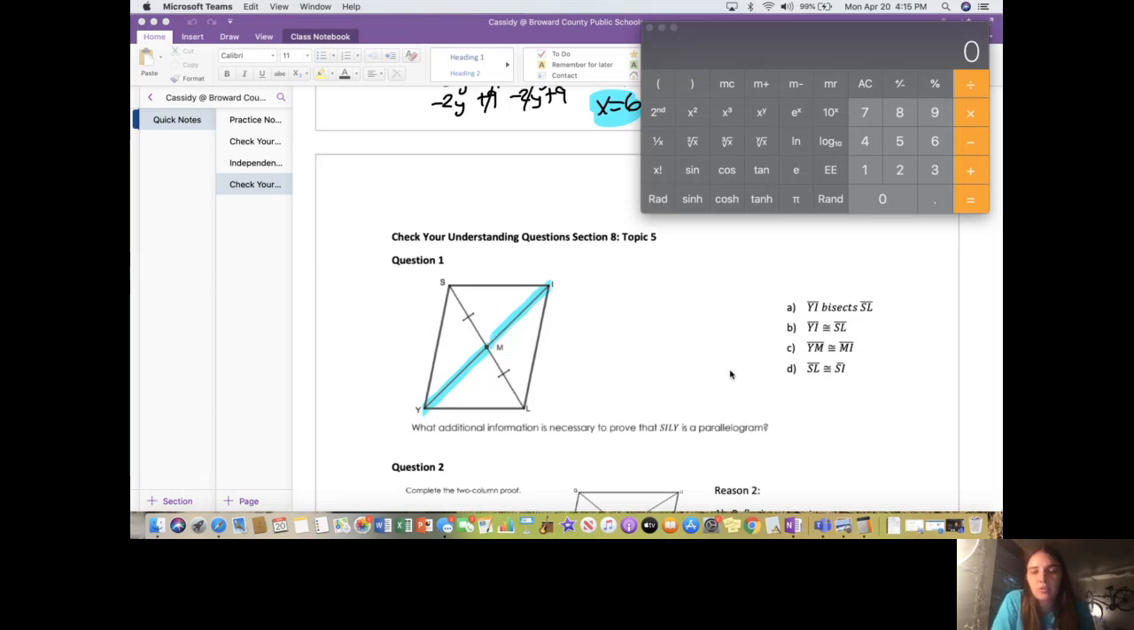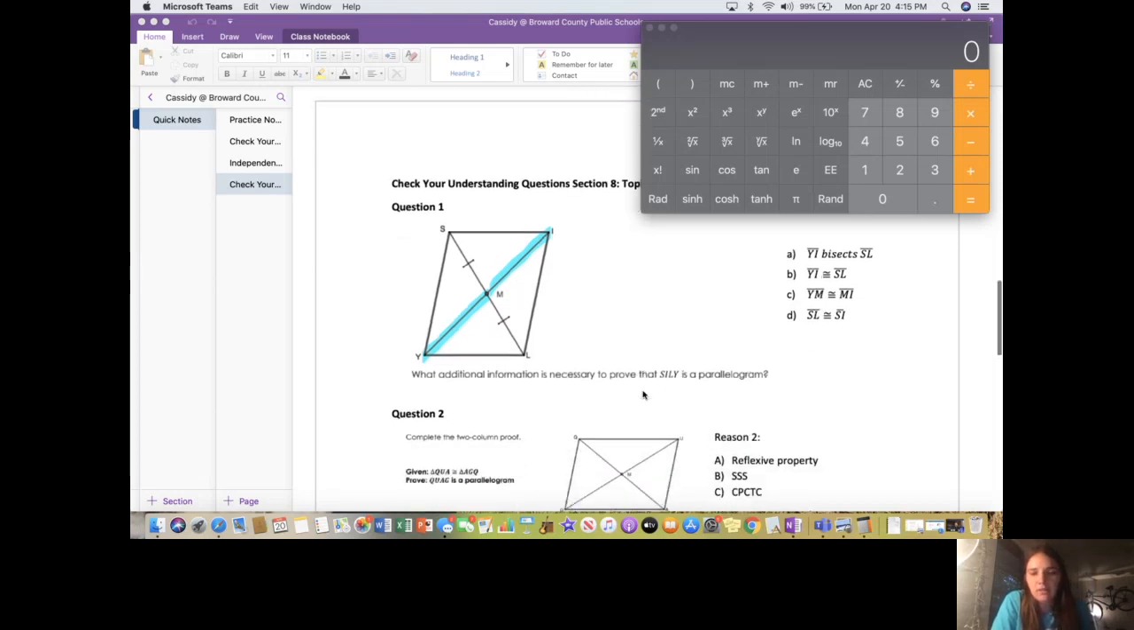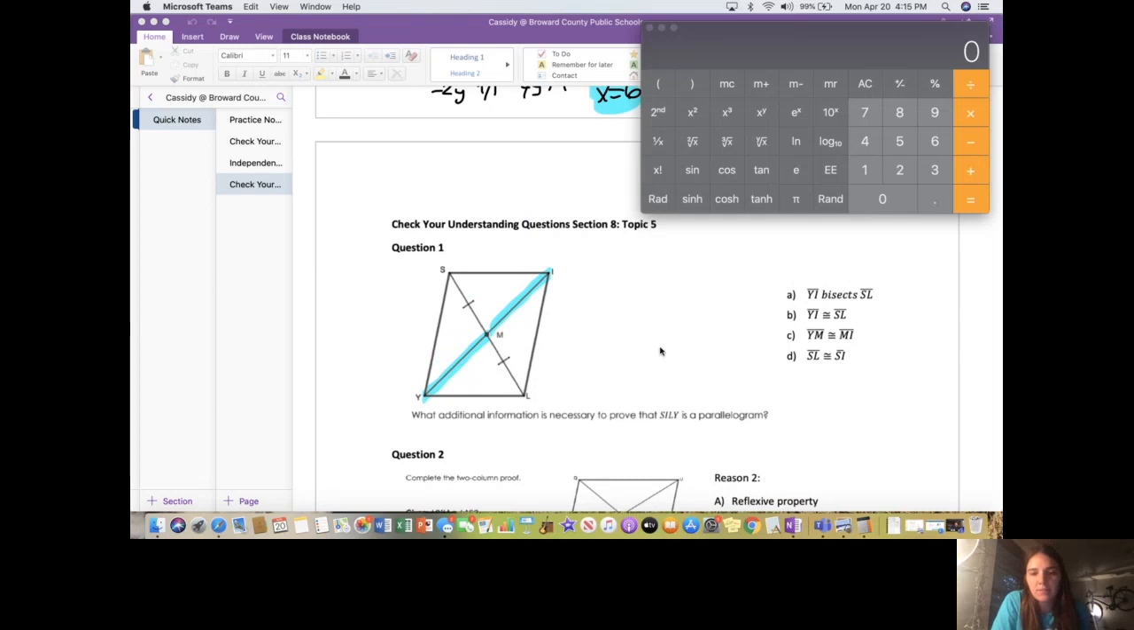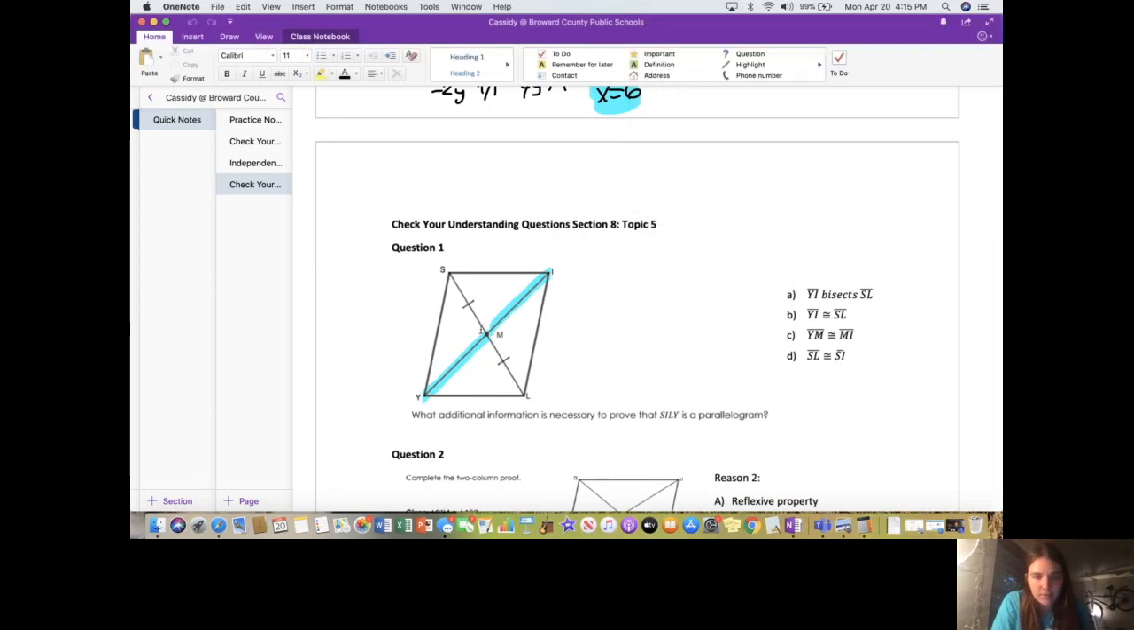But let's just check that last one to be sure. SL is congruent to SI. SL is right here, SI is up top here. SI and SL do not have to be congruent, and they don't even look congruent. So that's definitely not it. So for question number 1, I would choose answer choice C.